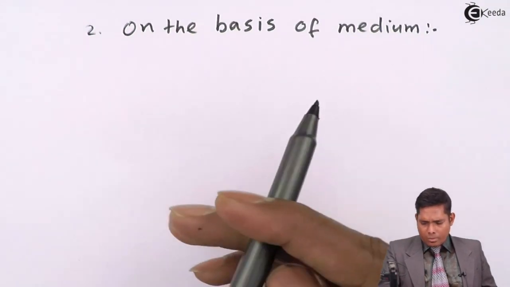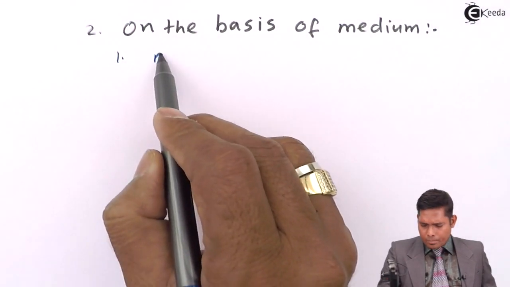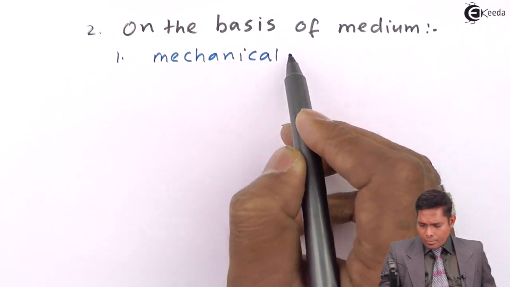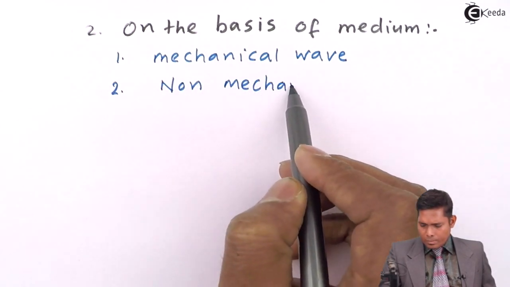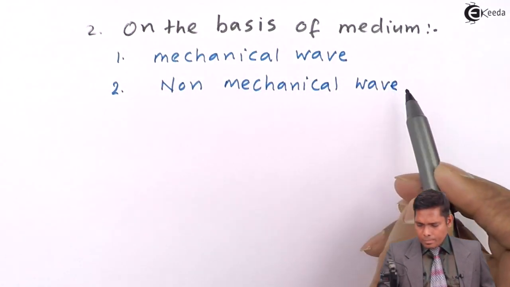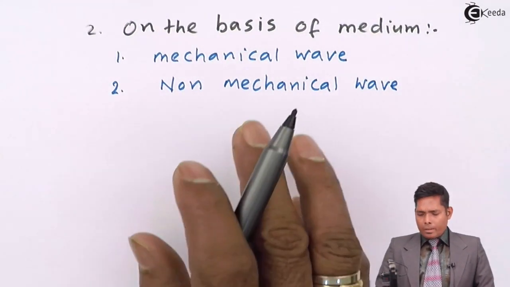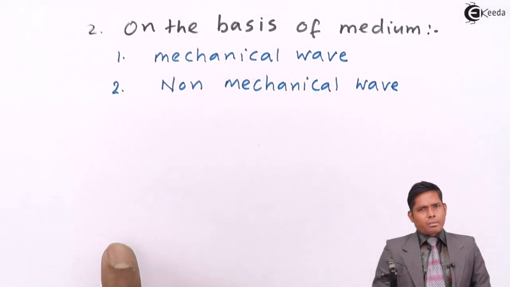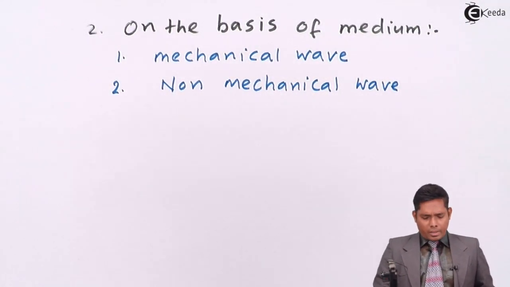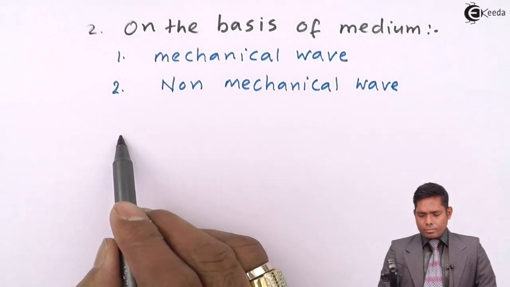Okay. So on the basis of medium, we have two types. One is called mechanical wave, and another is called non-mechanical wave. A mechanical wave is one which requires a medium for its propagation, and a non-mechanical wave doesn't require a medium for its propagation. We'll take one example of a mechanical wave, like a sound wave.